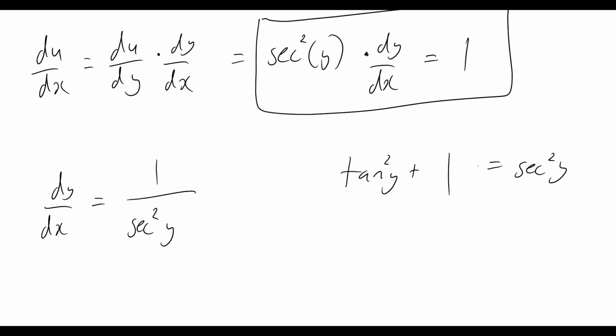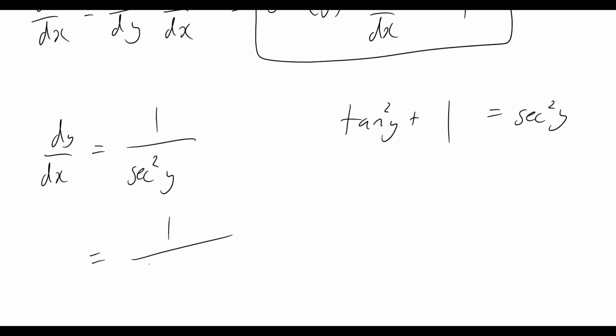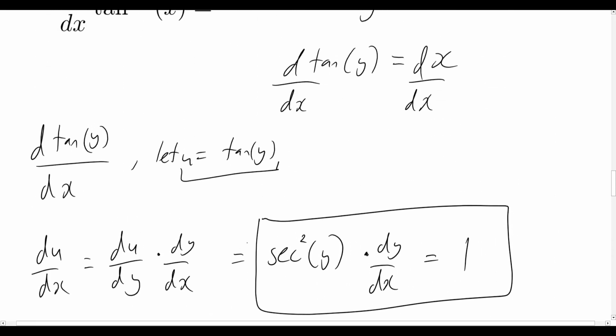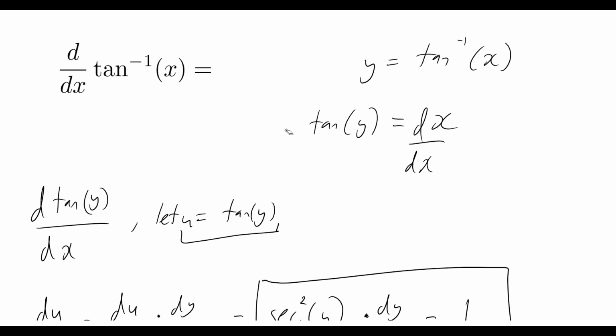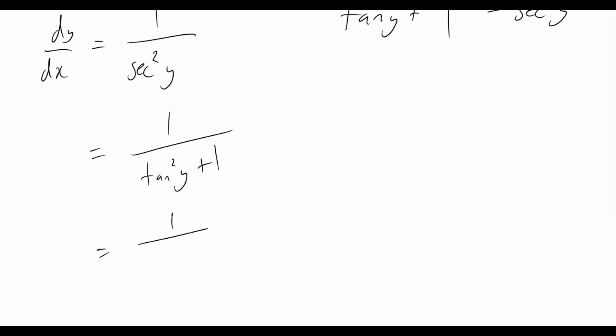So what we're going to do now is use this identity here and simply rewrite this as 1 over tan squared y plus 1. Okay, and now let's quickly remind ourselves, way back at the start, we had said that tan of y was equal to x. So we're going to use that now and rewrite this as 1 over x squared plus 1. And that is dy/dx, where we had that y was equal to tan inverse of x.